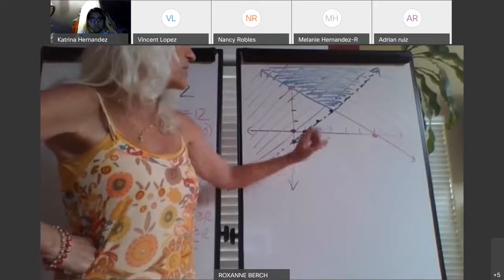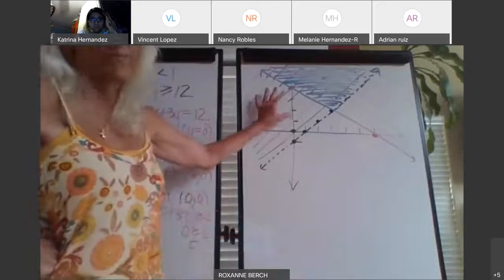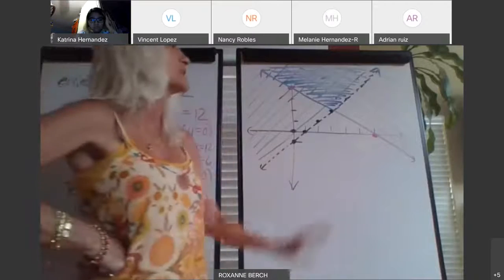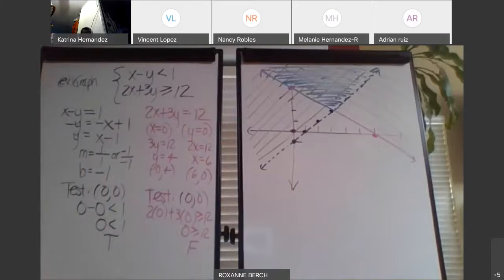0, 0 fails, right 3, 0 fails. Everything in this pink fails. Everything in this black fails. The only thing that works is what's shaded. All right, are there any questions? Okay, that was probably the easiest problem you're gonna see.